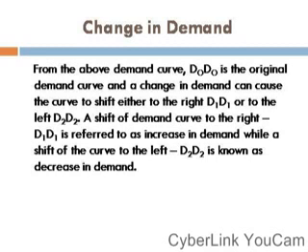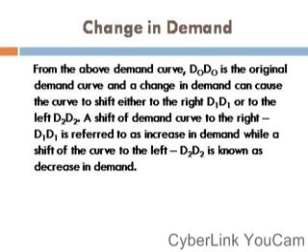That already has been explained. From the above demand curve, D0 is the original demand curve as explained, and a change in demand can cause the curve to shift either to the right, D1, or to the left, D2. A shift of the demand curve to the right, D1, is referred to as an increase in demand, while a shift of the curve to the left, D2, is known as a decrease in demand.